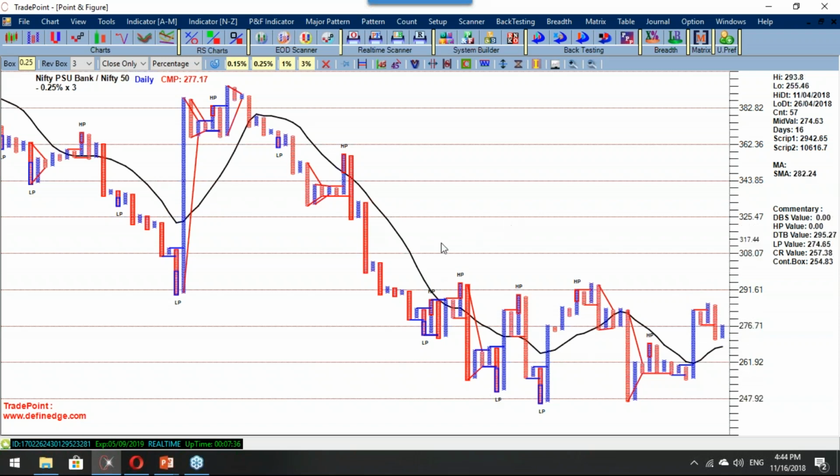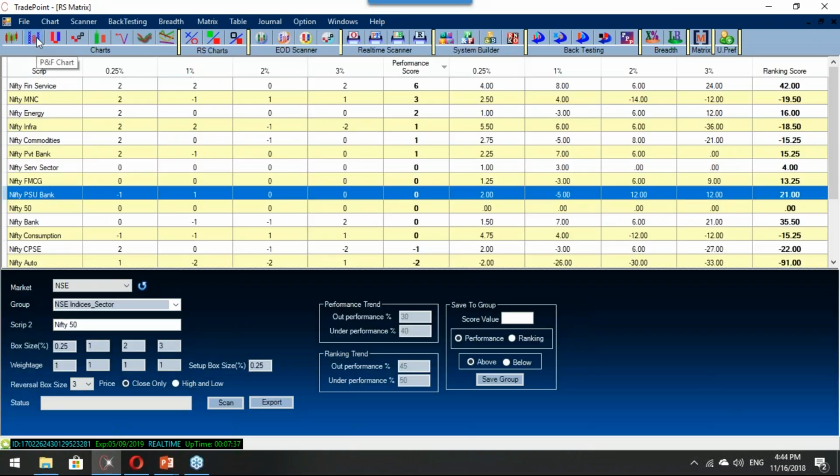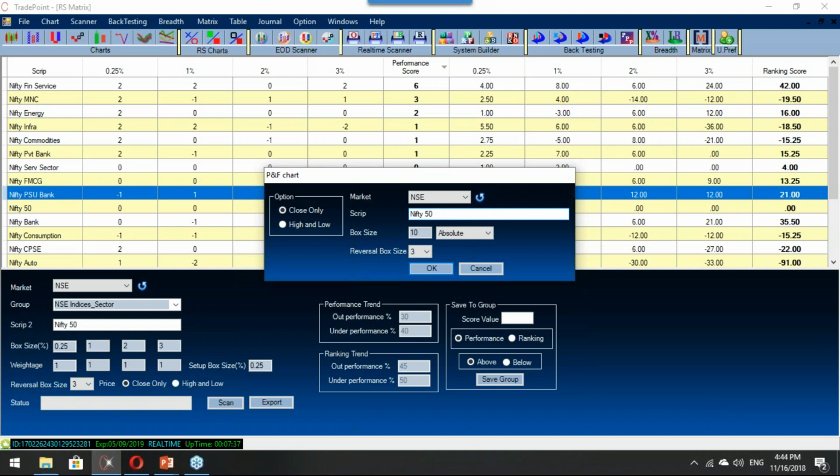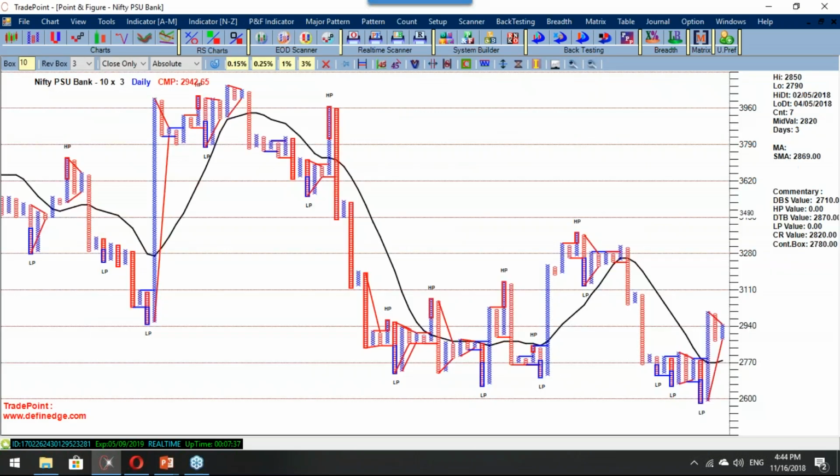So if you notice here, PSU Bank versus Nifty 50, we are in a major consolidation. If we manage to get a breakout above these highs here, the series of high poles that we have in this area around 291, 292 on the relative strength chart, then we will see a nice kind of momentum in the PSU banking sector. And if you also look at the individual chart of Nifty PSU Bank, it will be a mirror image of the relative strength chart.